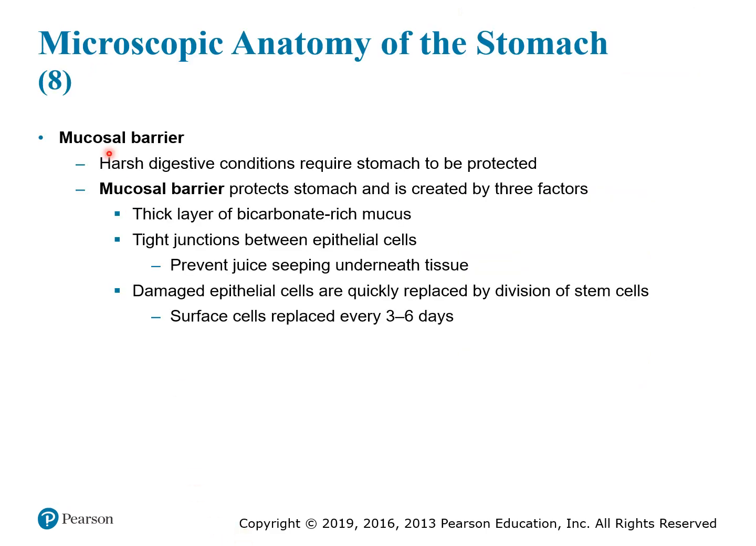One more thing about the microscopic anatomy of the stomach: it has a mucosal barrier, because the stomach has harsh digestive conditions and requires protection. The mucosal barrier is created by three factors: a thick layer of bicarbonate-rich mucus, and tight junctions between the epithelial cells, which prevent the juice from seeping into the underlying tissue. Damaged epithelial cells are quickly replaced by division of the stem cells. Surface cells in the stomach are replaced every 3 to 6 days. So this mucosal barrier is the protective mechanism of the stomach, so it does not eat itself.